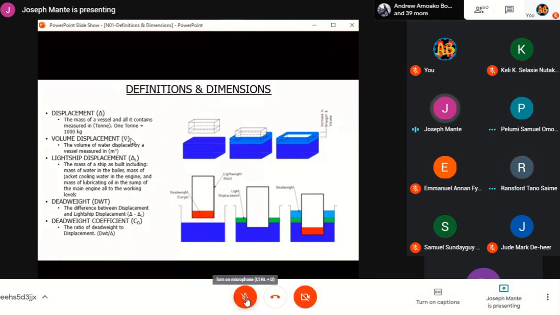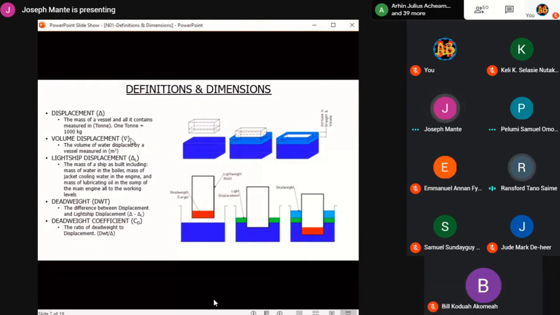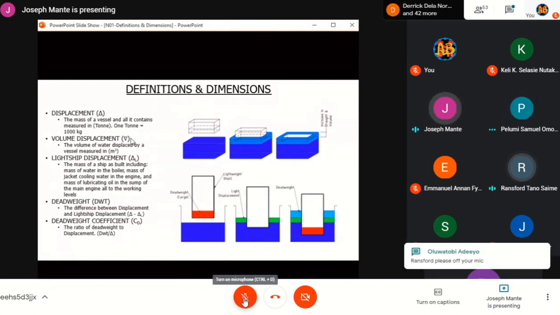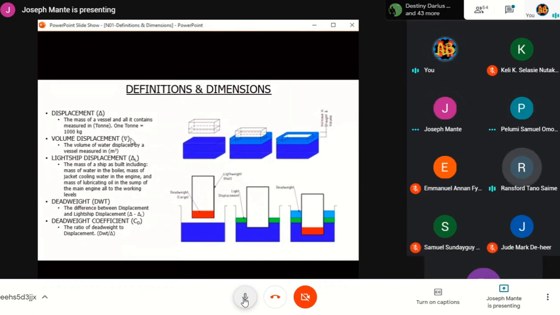So you are having that with no goods in it, then you can say that is the light ship displacement. The mass of a ship as built includes the mass of water in the boiler. So you have all your machineries and everything in the ship, but with no cargo. So when you calculate all the masses, then you can say that is the lightweight displacement, and it is denoted by the displacement symbol L. You see that it means light ship displacement.